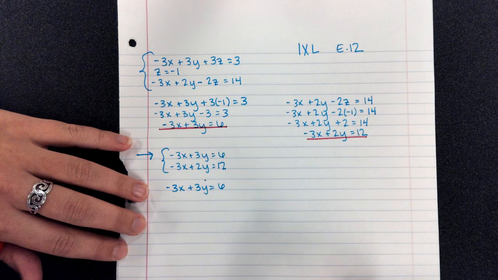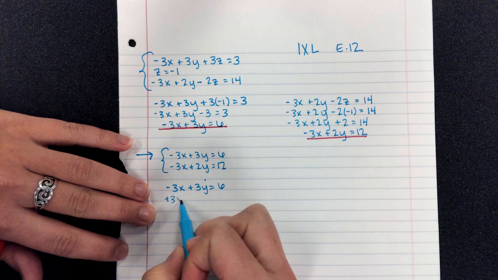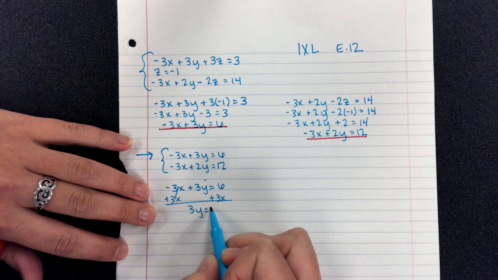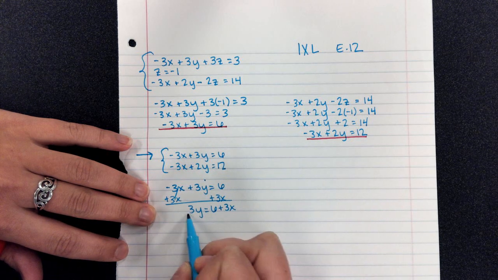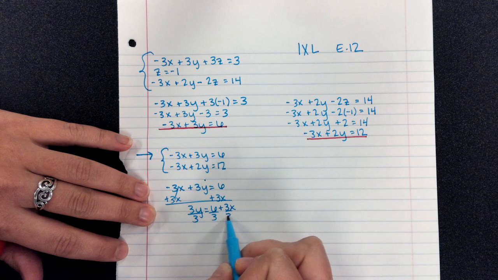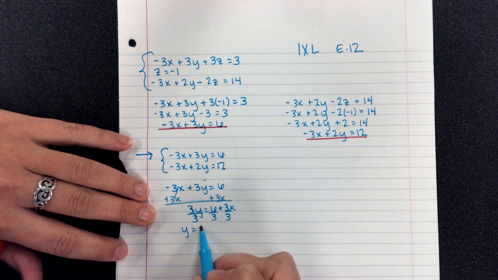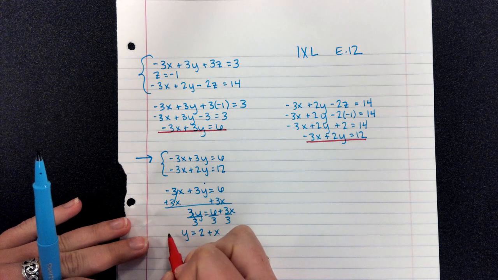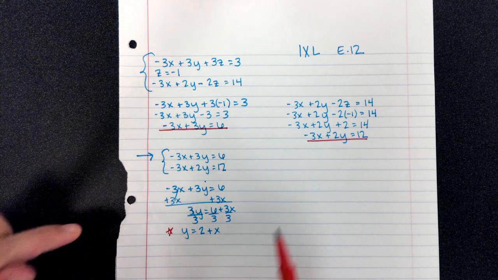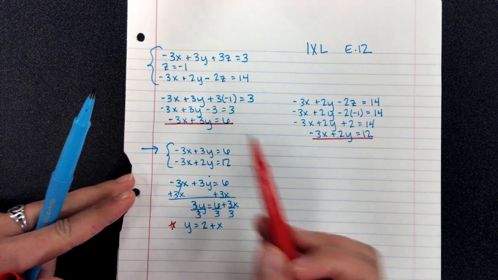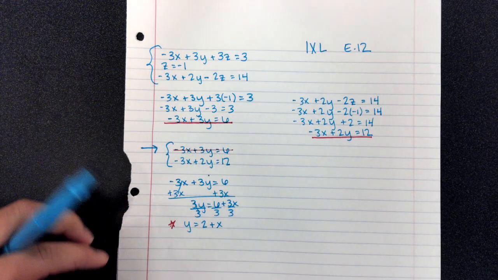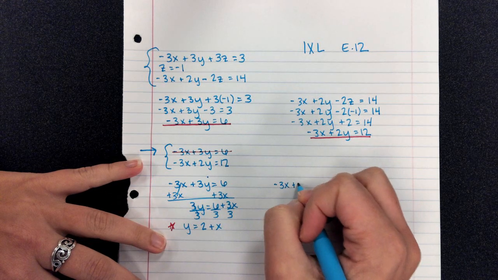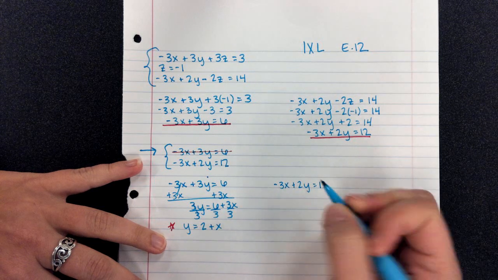I'm going to solve for y. So I'm going to add 3x to both sides. So I have 3y equals 6 plus 3x, and then the last thing I'm going to do is divide by 3. So y equals 2 plus x. This is now my star equation. And once I get my star equation, I have to plug it into the equation I have not used. So negative 3x plus 2y equals 12.